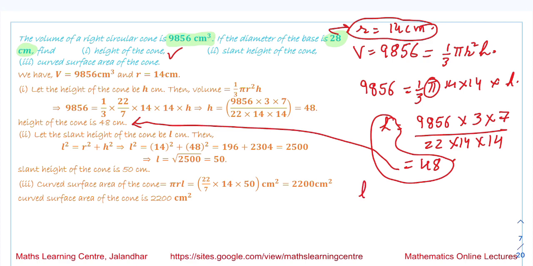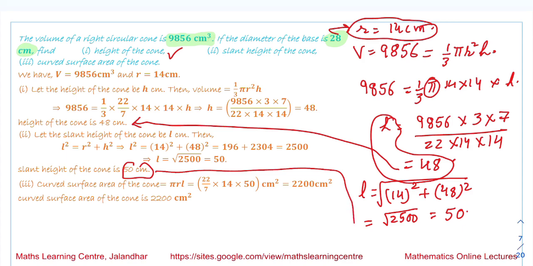Next thing we have to calculate is the slant height. So the slant height will be 14 square plus 48 square, whole square root. So the answer we get is square root of 2500, that is equal to 50. So the slant height of this cone is 50 centimeters.